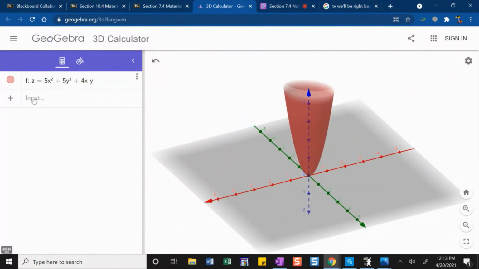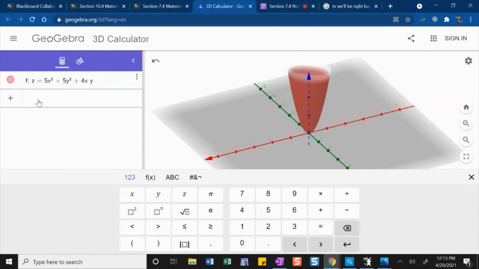But let's go over to the left. There's another plus sign, which means that we have the capability of entering another equation in here. And the equation that I'd like us to enter this time is the equation for the unit circle. That'd be x squared plus y squared equals 1.